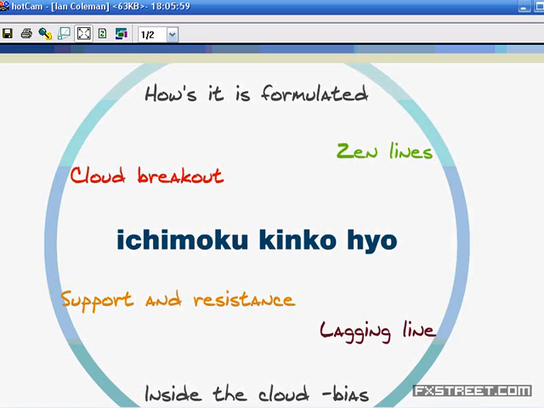So say if you're looking at 6 different currency pairs, just have one window open with just the cloud on, and then keep changing the currency. So, Ichimoku Kinko Hyo. We're going to look at how it's formulated, cloud breakouts, the Zen lines, which work very similar to moving averages, support and resistance, the lagging line, which is a very important aspect of Ichimoku which a lot of people ignore, and the bias within the cloud. Inside the cloud, where should we be looking for signals?